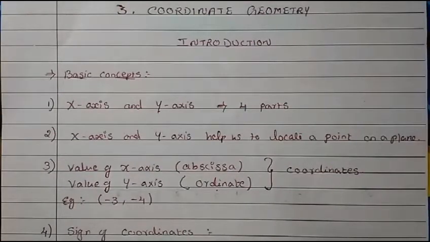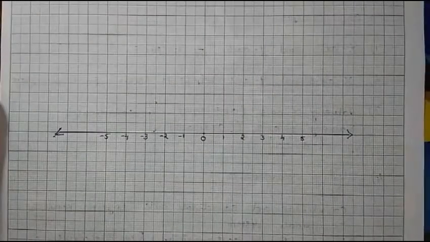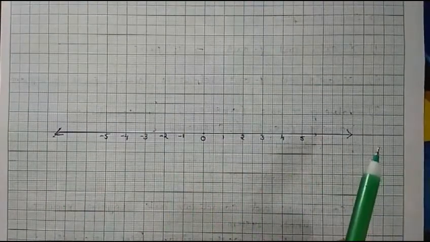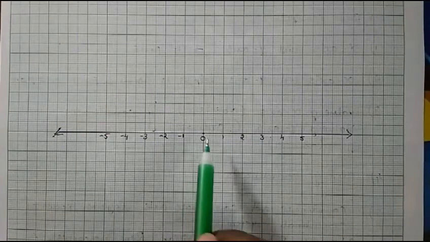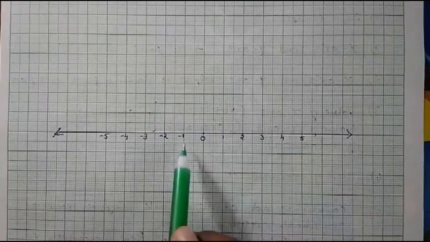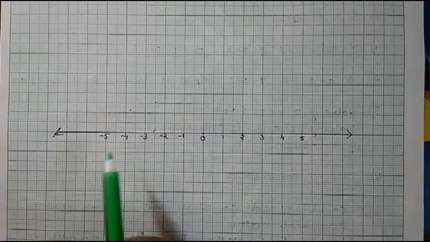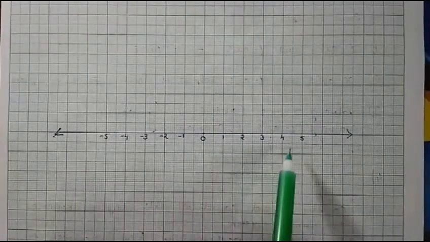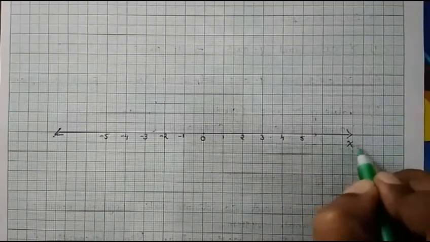So please pay attention. First, in basic concepts, the first thing you have to learn is the x-axis and y-axis. I'll show you in the graph. I have drawn a horizontal line, and you have studied the number line, right? At the center it starts at 0, to the right side all the positive integers, to the left side all the negative integers. This horizontal number line is placed horizontally, and this is called the x-axis.